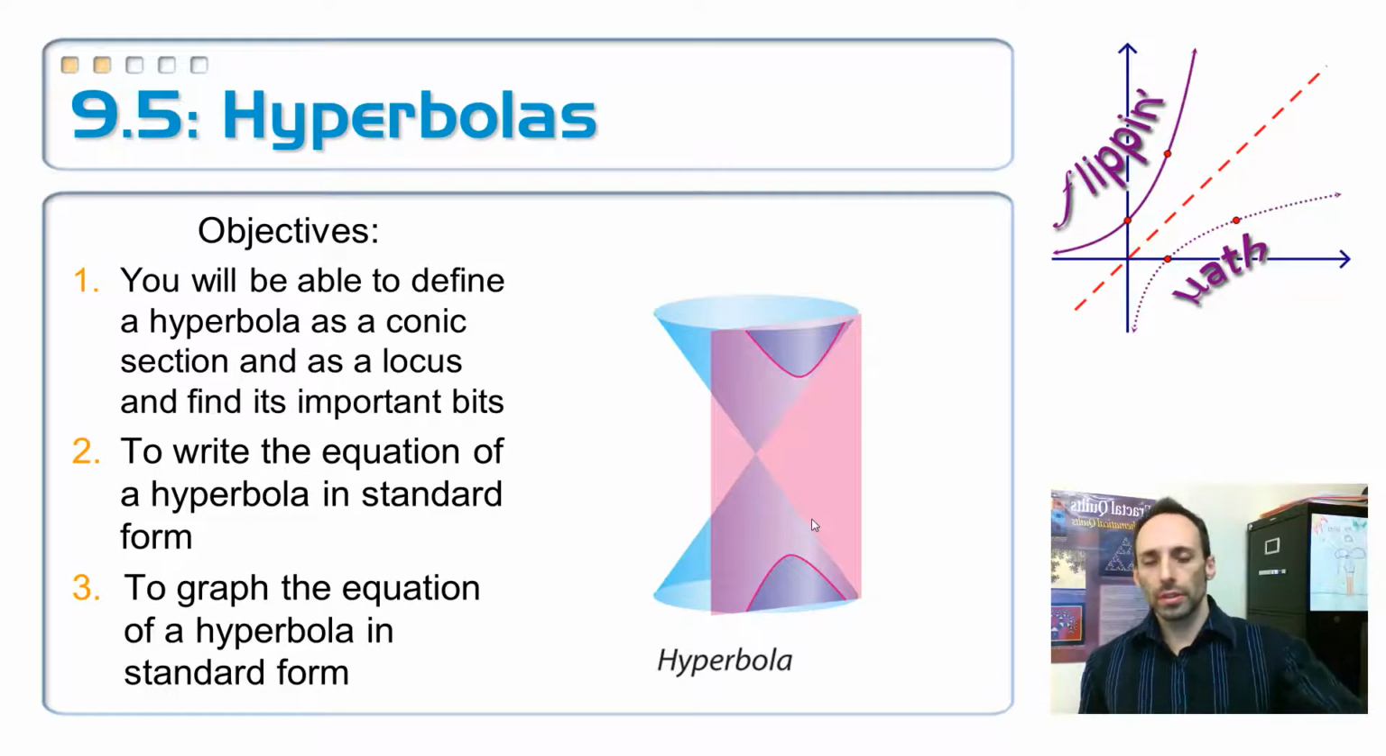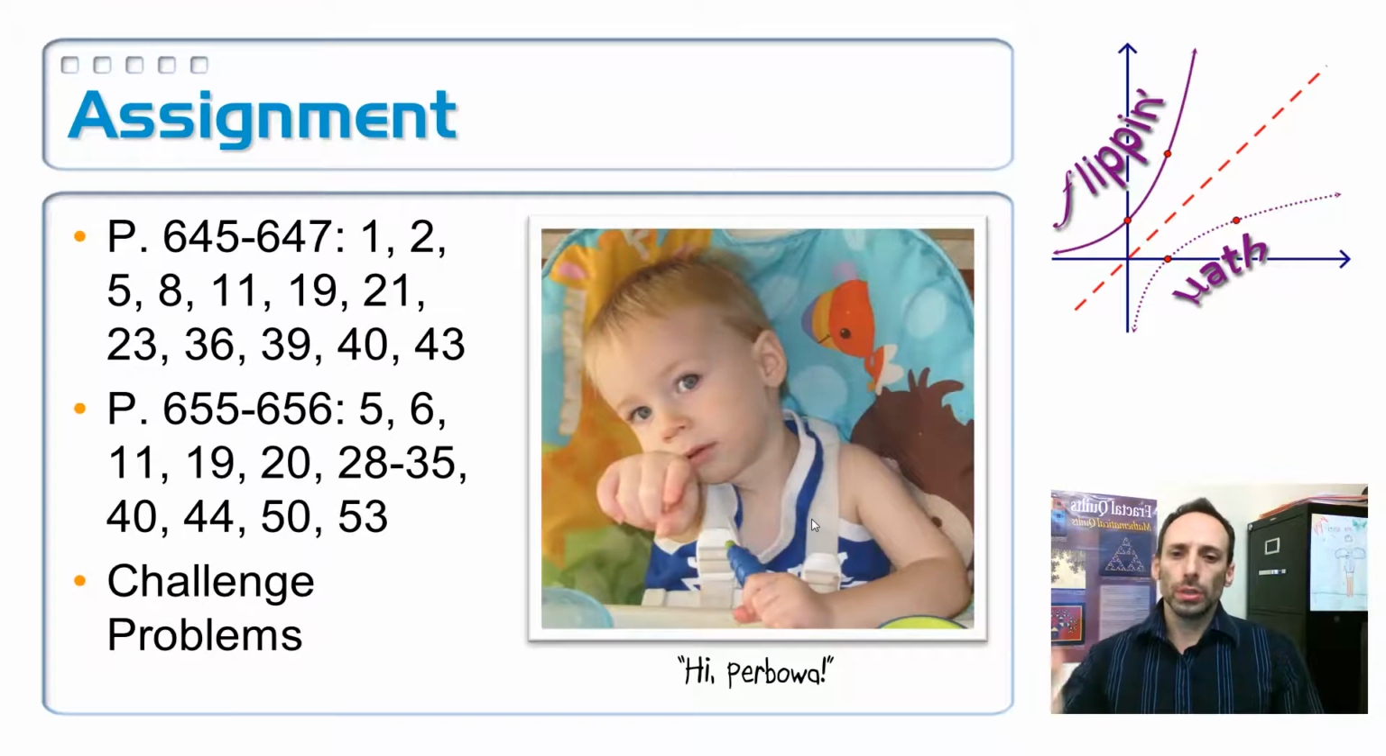Okay, so this is it. Our lesson on hyperbolas, where we talked about the definition of a hyperbola as a conic section, like you can see there in the picture. You're cutting the double napped cone with the plane perpendicular to the base, and as a locus, where you're measuring a point's distance away from the two foci and subtracting, the difference stays constant, and that's 2a, remember? That's the length of the transverse axis. We also wrote the equations of our hyperbolas in standard form, and we graphed them in standard form. So here are your assignments. There's Rowan saying hi, hyperbola.